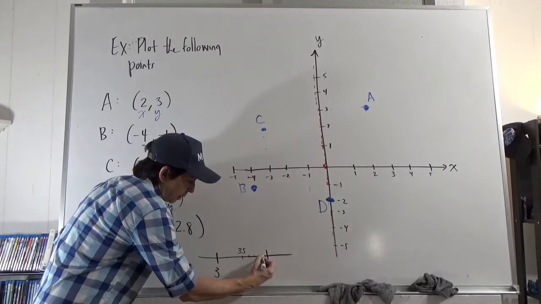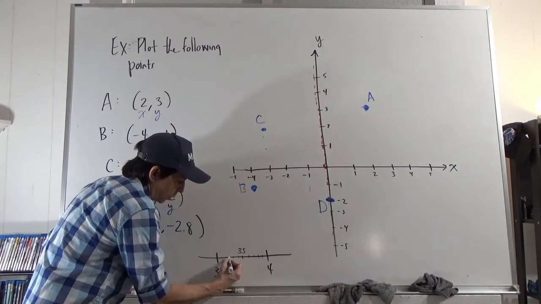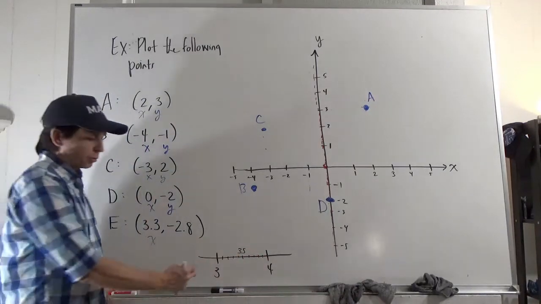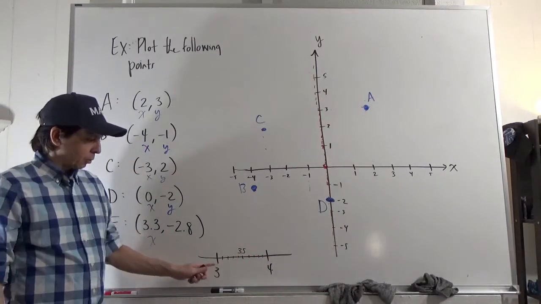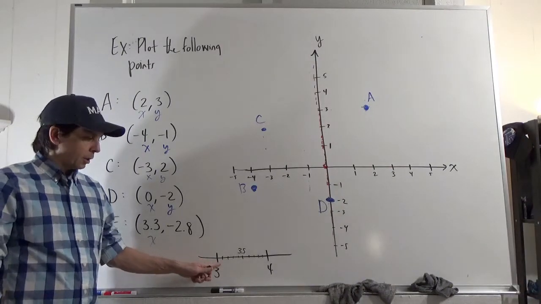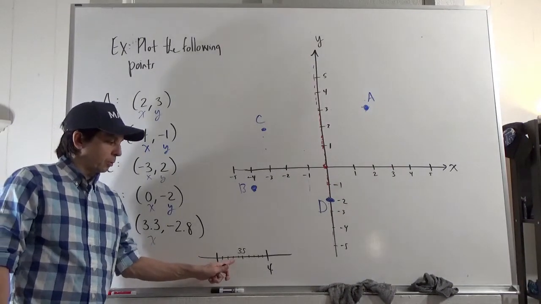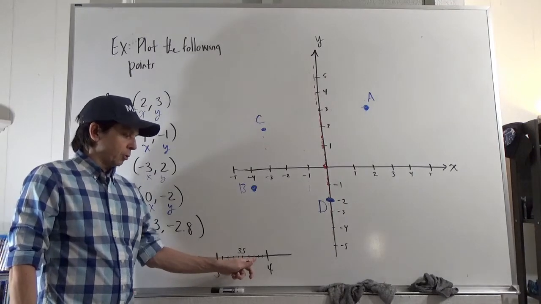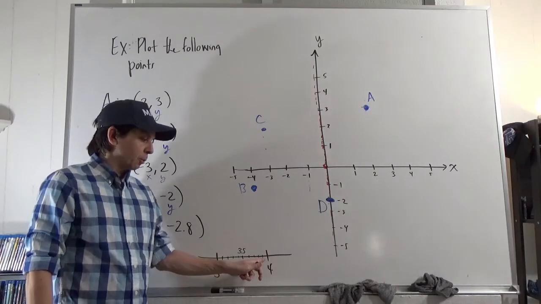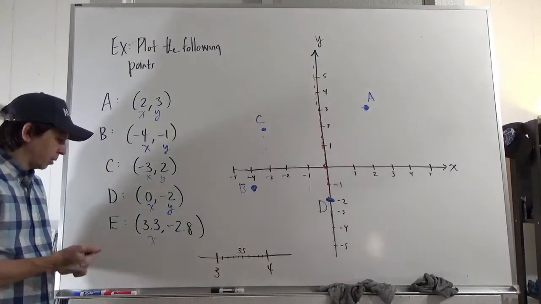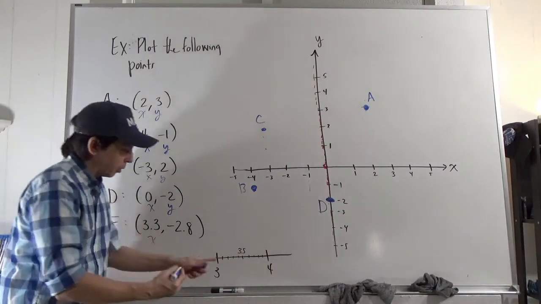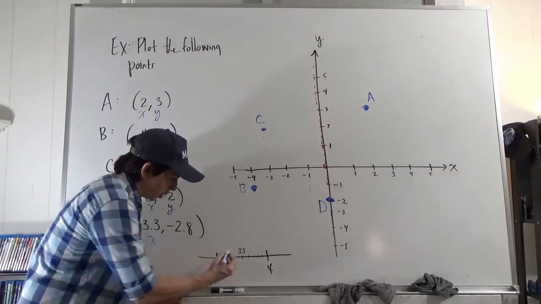So basically chopping it up into 10 little subsegments. And so right there, that's 3 exactly. 3.1, 3.2, 3.3, 3.4, 3.5 is halfway. 3.6, 3.7, 3.8, 3.9, and 4.0. That's how you would chop it up for that one decimal place. And ours was 3.3, so 0.1, 0.2, 0.3.